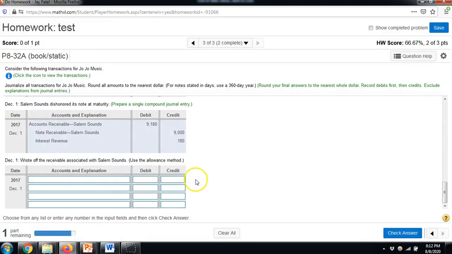Okay. So now we're going to write off this account receivable, which we just created in this previous step, because we are using the allowance method, so we're not going to expense it. We are going to use our allowance for bad debt account since we're using the allowance method. So how's that going to work?